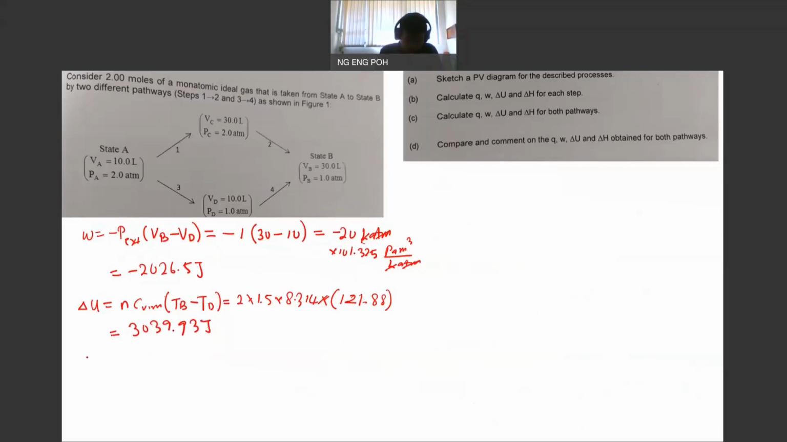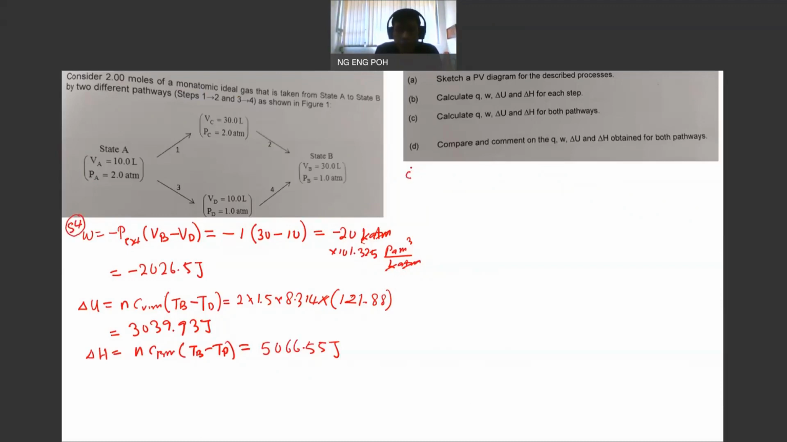Then for delta H, NCPM times TB minus TD. If you calculate, you will get 5066.55 joule. So this is for step 4.